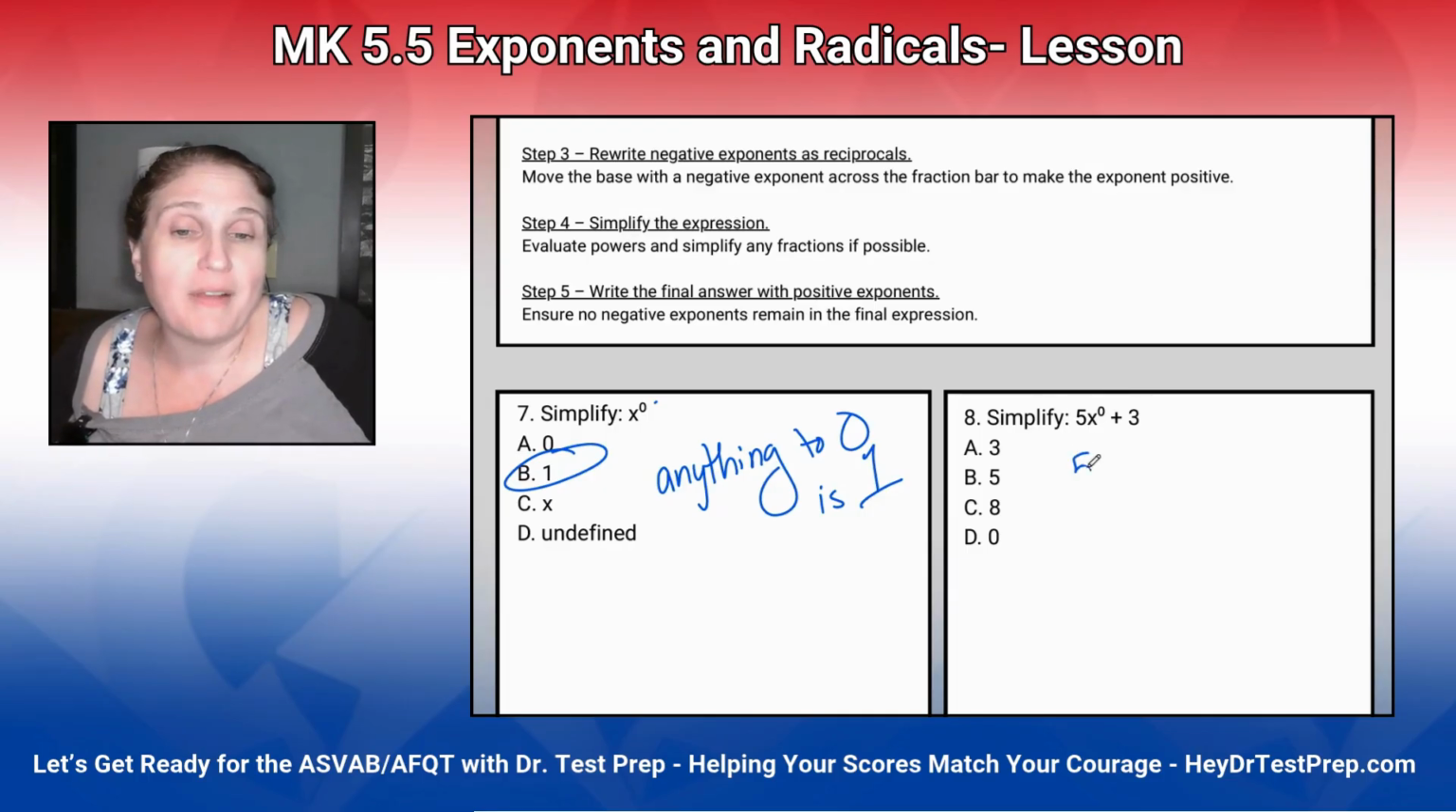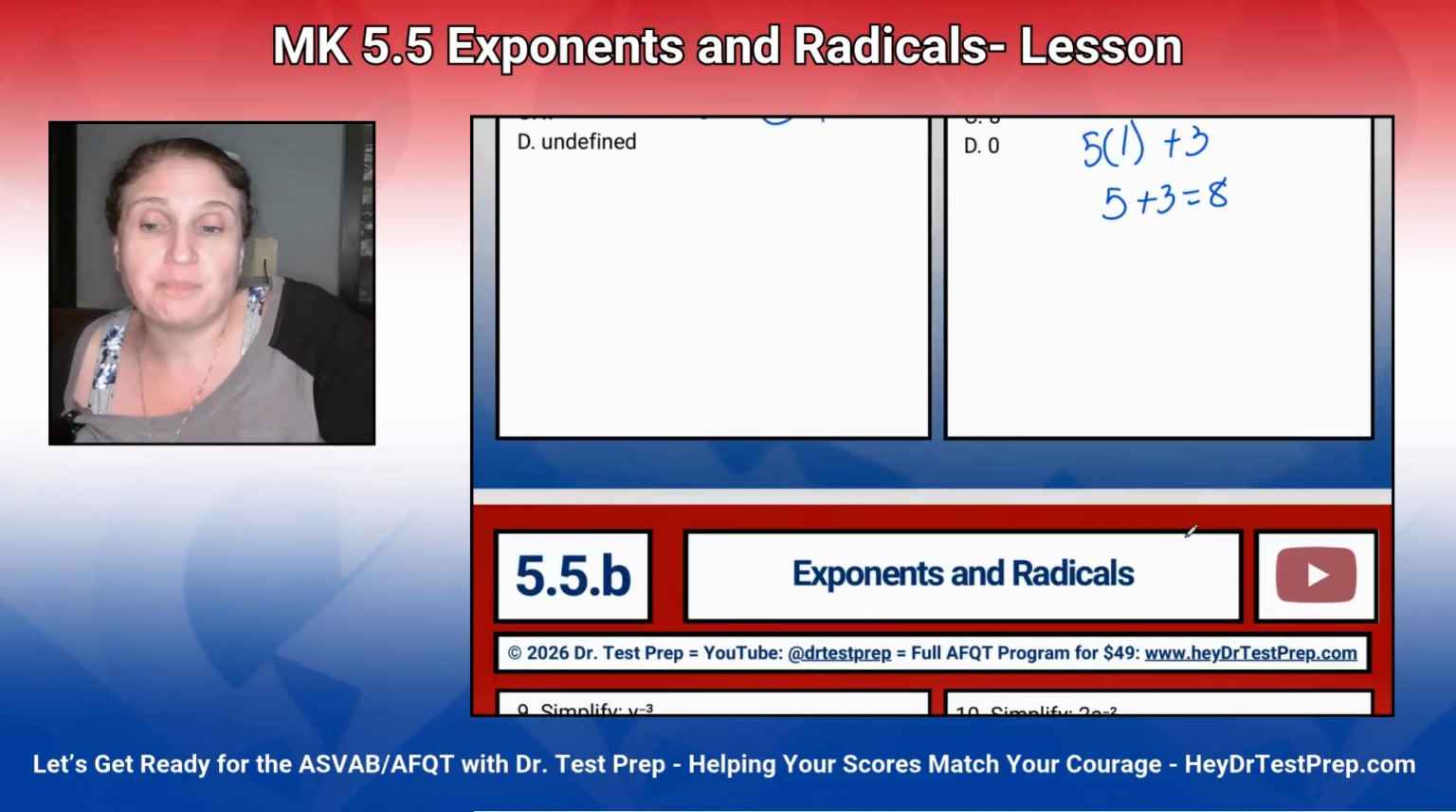Here we've got 5x to the 0 plus 3. Well, x to the 0 is 1. So we have 5 times 1 plus 3. 5 times 1 is 5 plus 3 gives us 8.